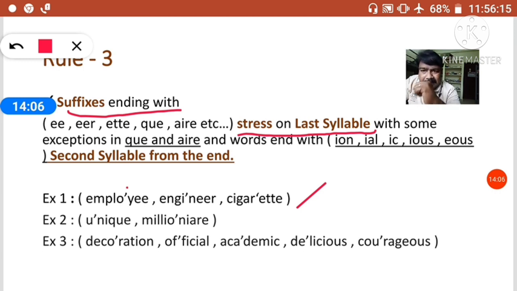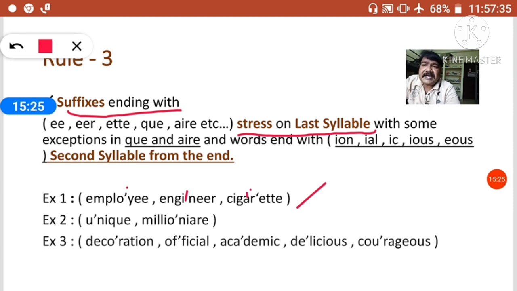Now let us see the next word, engineer. See here, EER before it is N G near. This is a polysyllabic, trisyllabic word. So EER is there now. Before that there is one more syllable, that is near. So this is the last syllable, and I kept the stress mark here.